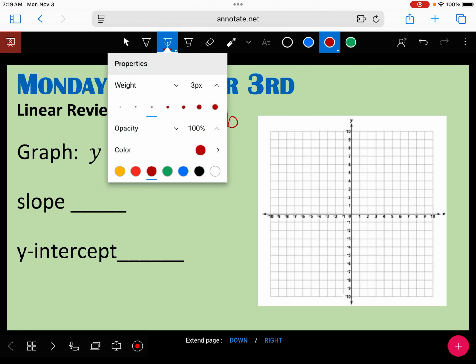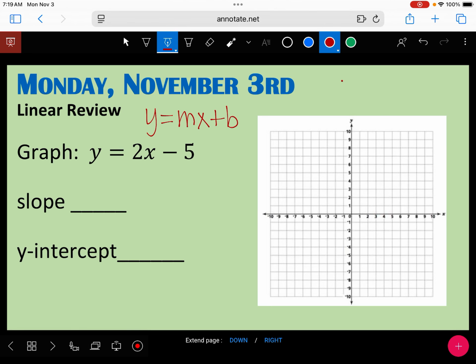So m represents your slope. That number is always the number in front of x. So what's the number in front of x? So this is mx plus b. So what's m? What number is m? 2. Now you're going to write that as a fraction though. Write it as 2 over 1. Because remember, your slope is rise over run.